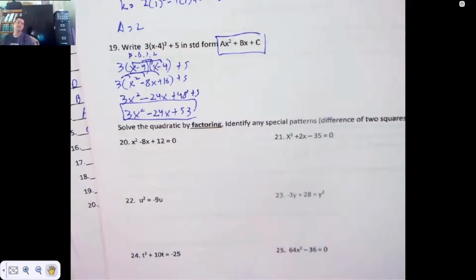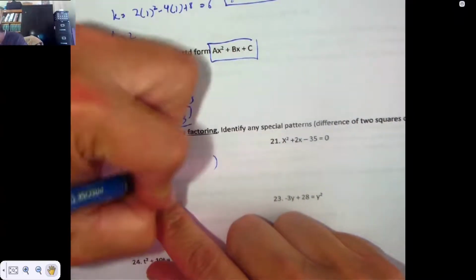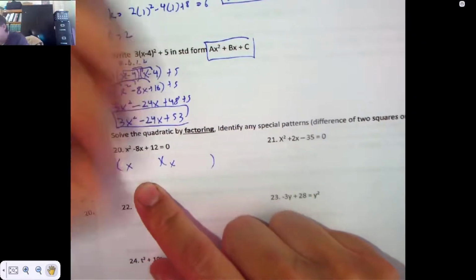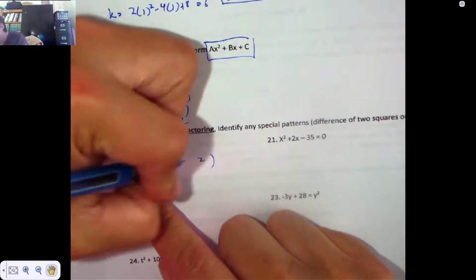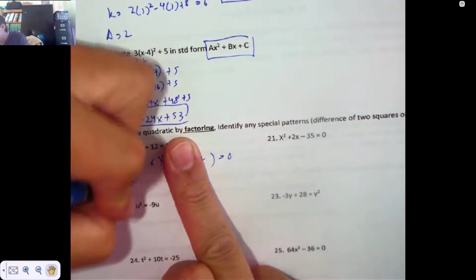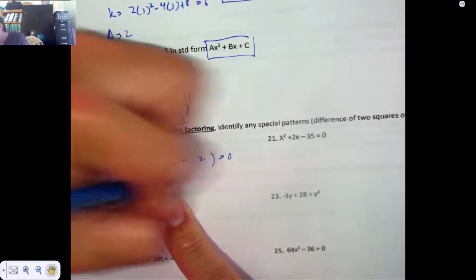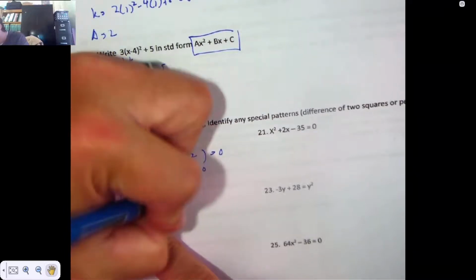We're supposed to solve by factoring, and identify any special patterns you might see, like the difference of two squares or perfect squares. This won't take long at all. To create an x squared, I need an x and an x. Factors of 12 are 6 and 2. Why 6 and 2? Because 6 and 2 add to -8 if they're both negative. It is a solve by factoring. X minus 6 is 0, or x minus 2 is 0. This means x is 6 or x is 2 by the zero product property.